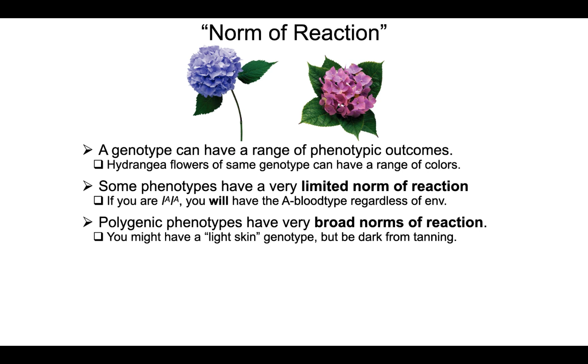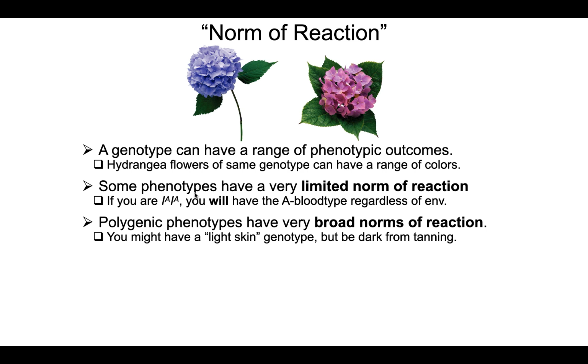One of the best examples of that is hydrangea. Depending upon whether you grow those flowers in basic soil or acidic soil, you can get two different flower colors, even though these two plants are 100% genetically identical. So we have the same genotype in the DNA of these flowers giving rise to two different phenotypes because of the environment in which they have developed. That's referred to as the norm of reaction.